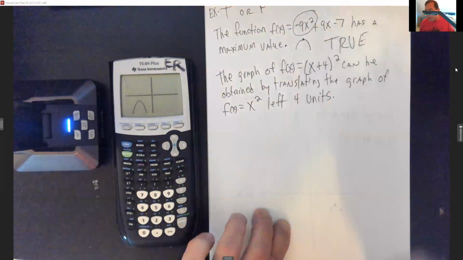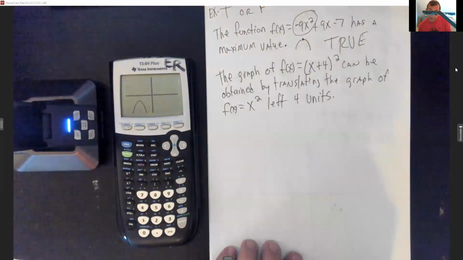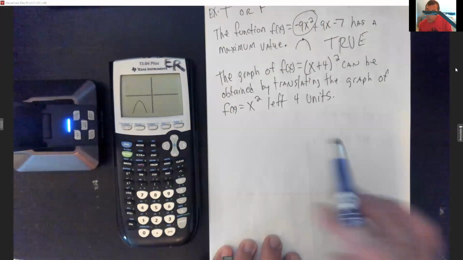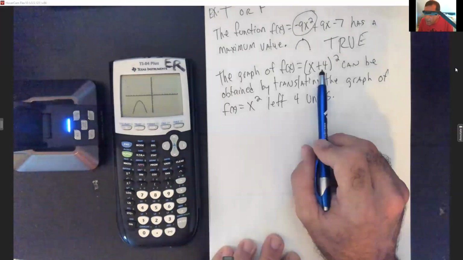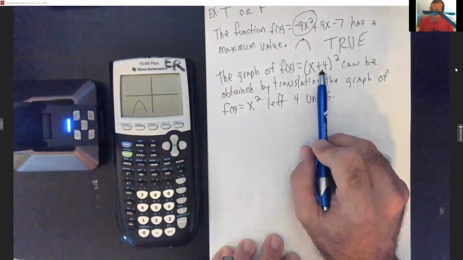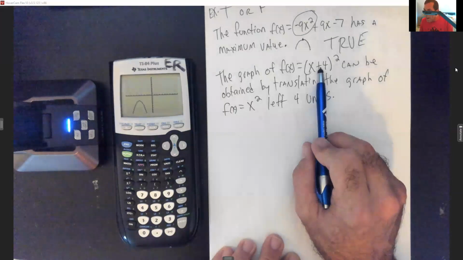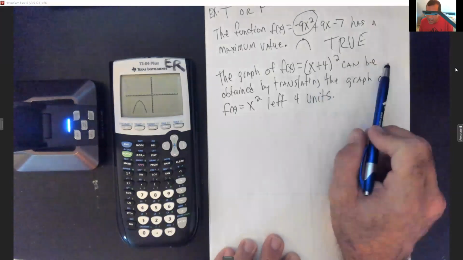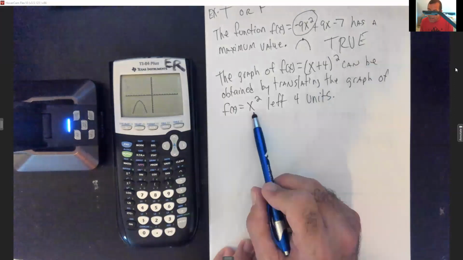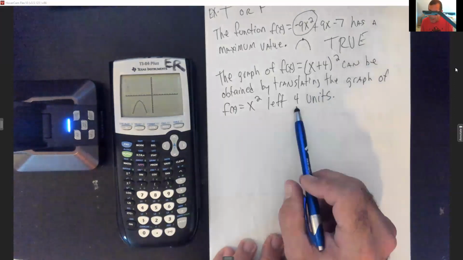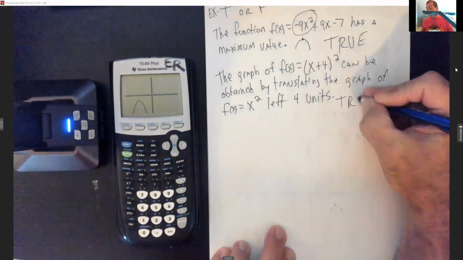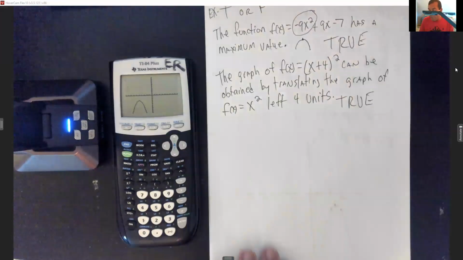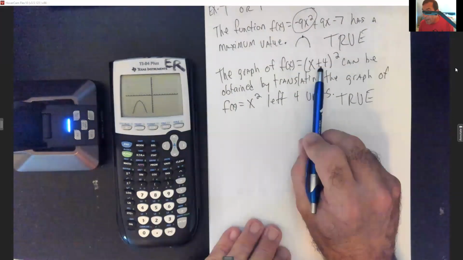So true or false? So what we learned yesterday when we did horizontal movement, if this was positive, it moved left. If this was negative, it moved right. So they're saying, hey, your graph x squared, if you move it left 4 units, we'll have the same graph. That is definitely true. But y'all watch out. They might put a plus here and then say move right 4 units. If they put right on that, it would have been false.